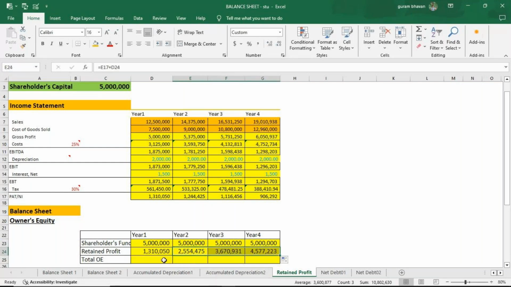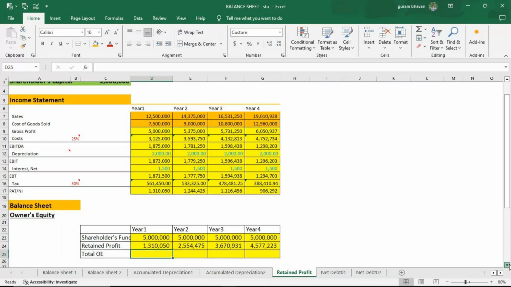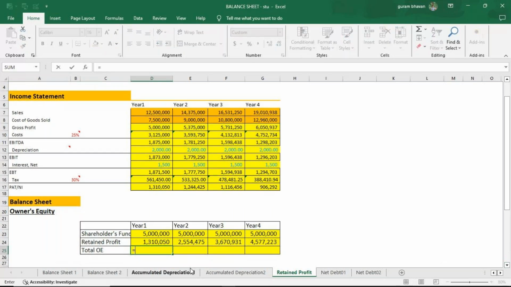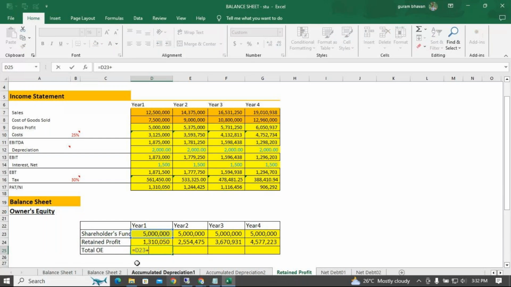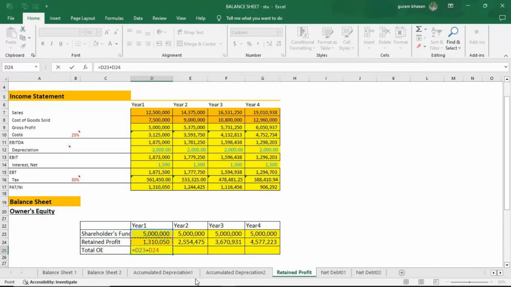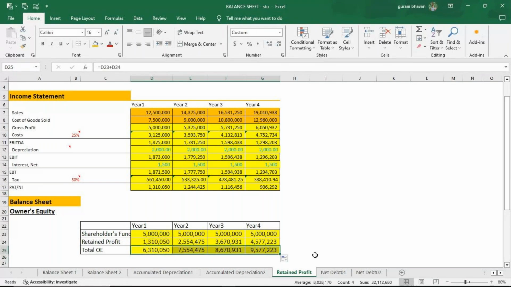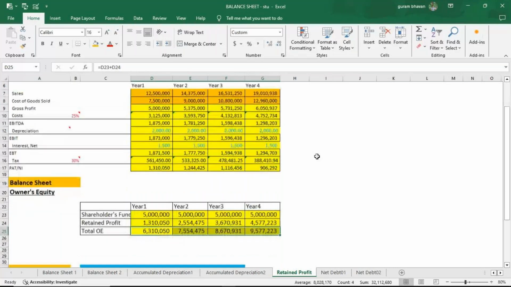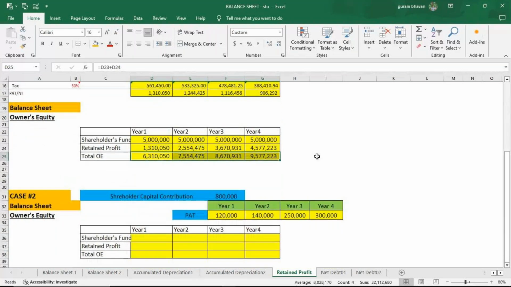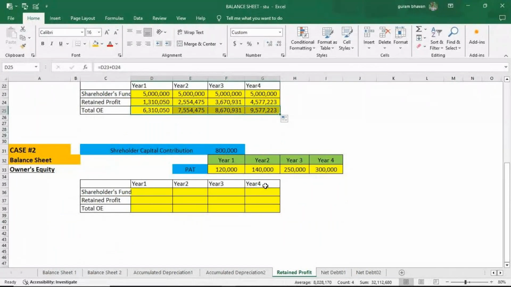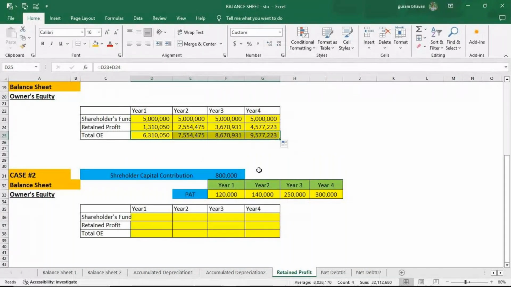So this is done. Now what is the total owner's equity? Total owner's equity will be equals shareholder fund plus retained profit. I'm going to drag it. So this is how the owner's equity will be calculated. Once after this, try solving owner's equity for case 2. Profit after tax, they have given the value over here. You need to calculate the owner's equity.